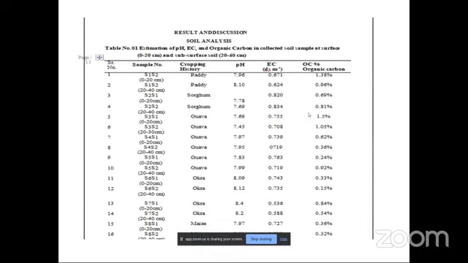After all these calculations, we will put all the values in a table. Here we have serial number, sample number, crop, and pH, EC, and organic carbon, but for a specific depth, 0 to 20, 20 to 40.